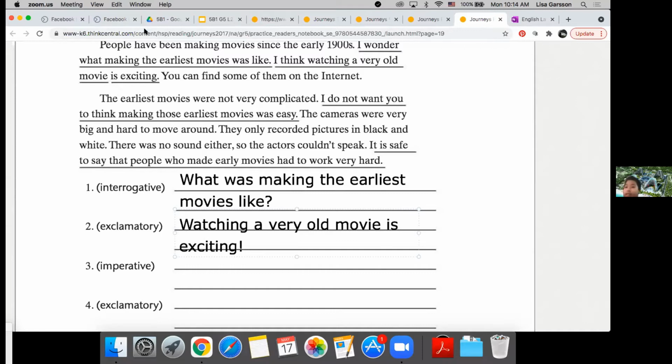All right, number 3, imperative. Ming, where is your camera? All right, write down number 3, please. I do not want you to think making those earliest movies was easy. Can you change that into an imperative sentence, please?